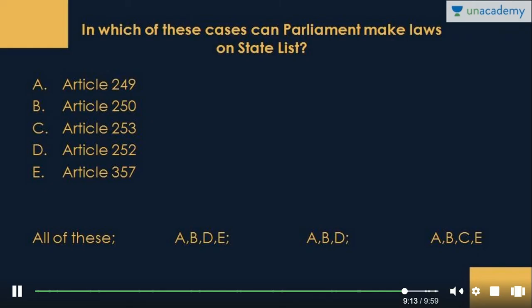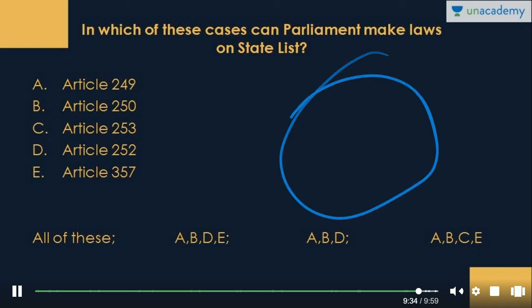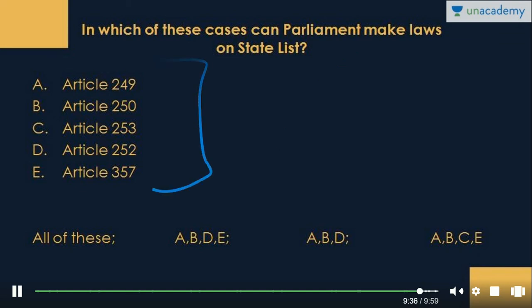Next, in which of these cases can Parliament make laws on state list? Article 249, 250, 253, 252, 357. So this is again very important. So looking at options quickly, in all of these cases we have the situations whereby Parliament can form laws. There are only 5 situations whereby Parliament can form laws. Do check out all of these articles. If you can, do mention it in the comment section so that other people can also get to know about it. So hereby in all of these situations, yes, Parliament can formulate laws on state subjects.